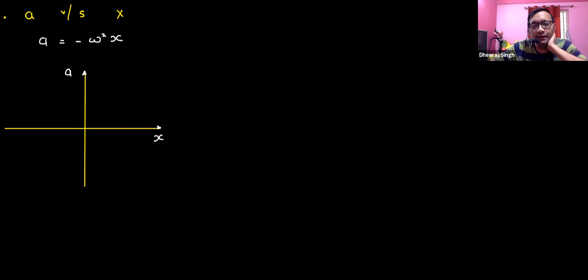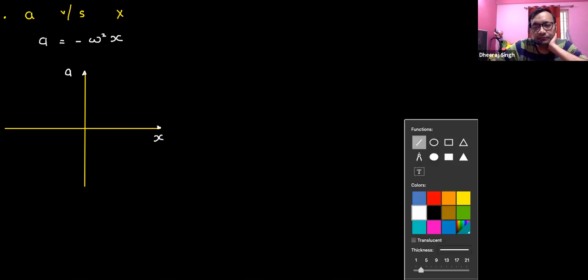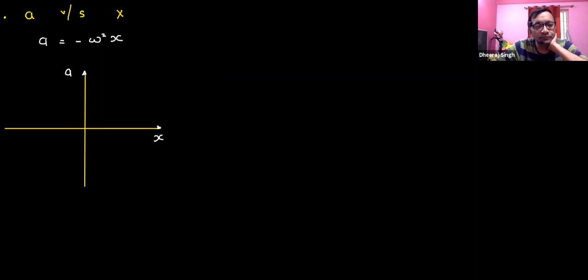Okay. So are you getting this? This line. This is not correct. There's a difference between physics and mathematics. Why is this not correct? Because there's a limit up to which X can go. X cannot go beyond A and minus A. So you'll not get a line, rather you get a line segment. Okay. X equal to A, X equal to minus A.